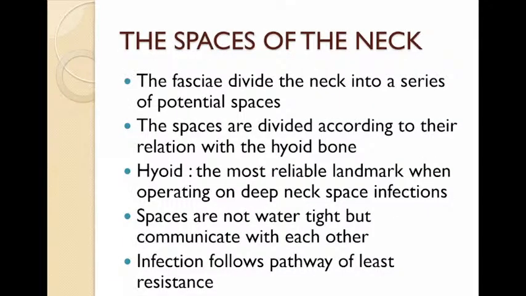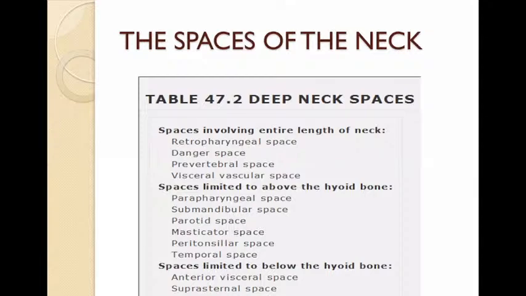Okay. But it's important to know that there are some spaces that involve the entire length of the neck. For example, the retropharyngeal space, the danger space, the prevertebral space, and the visceral vascular space, which is basically the carotid sheath and the contents within it. The good thing about the spaces that are limited by the hyoid is that it also gives you a good landmark about how the infection is.